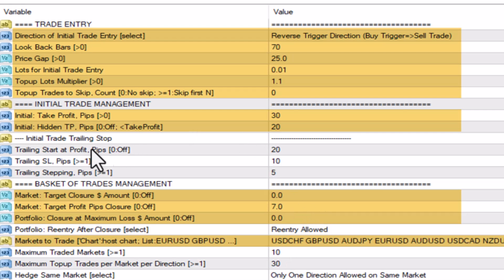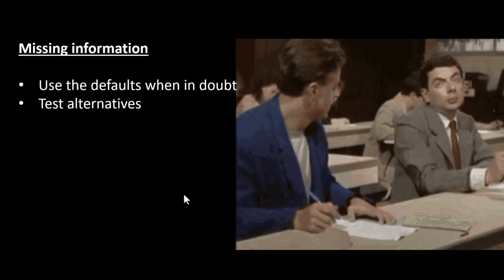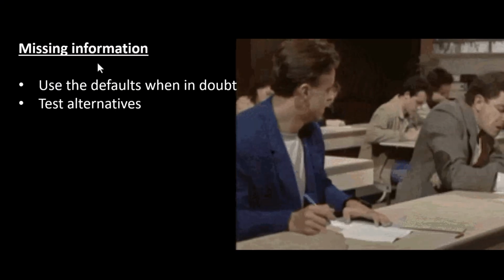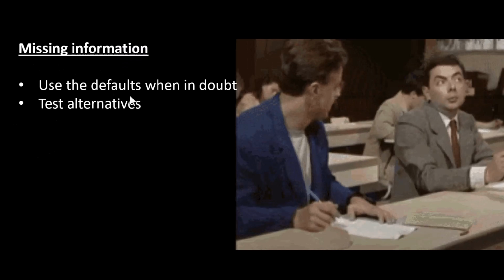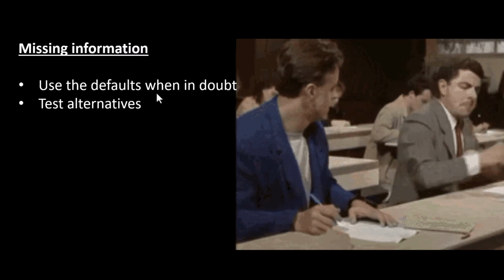We did, however, not determine the trailing stop, and the default here again is 20 and it will trail by 10 with steps of 5. Again, when in doubt, just use the defaults and that will be fine. And that in fact is on the next slide. Missing information, use the defaults when in doubt. So that's exactly what I said.